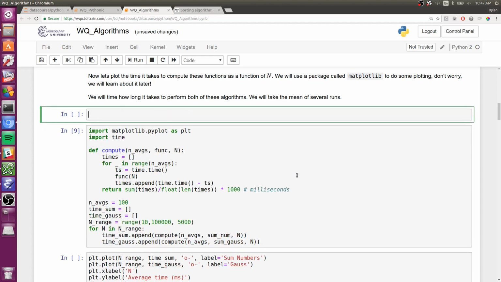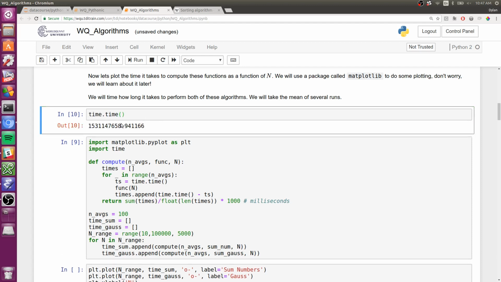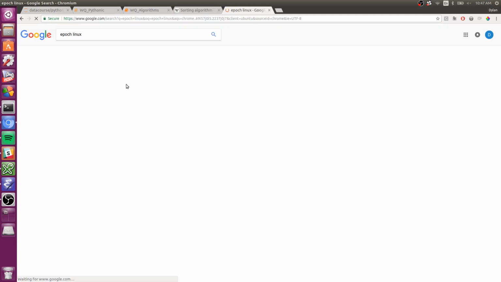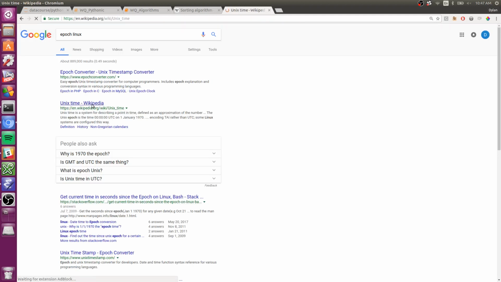So let's unroll this a little bit to see how it works. So time.time gives us the number of milliseconds since, nanoseconds, or something like that, since a date called epoch, January 1st, 1970, midnight.